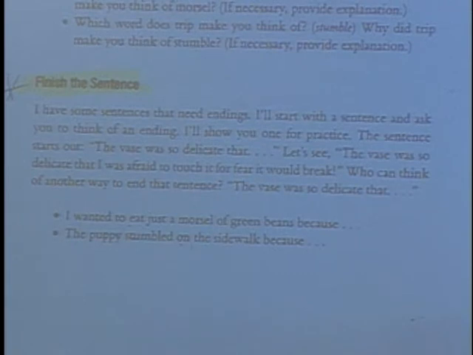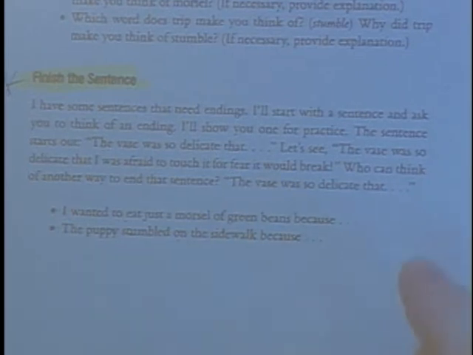The sentence starts out, the vase was so delicate that... Let's see, the vase was so delicate that I was afraid to touch it for fear it would break. So who can think of another way to end the sentence? The vase was so delicate that, who can do it? Just say it out. The vase was so delicate that it fell over when the door slammed.